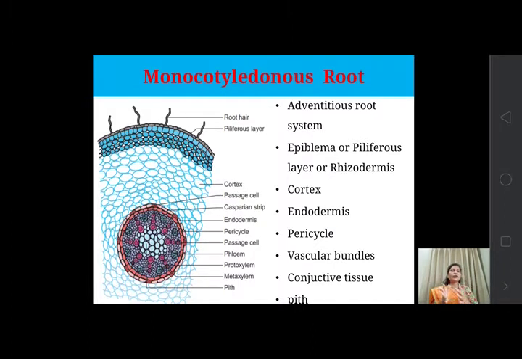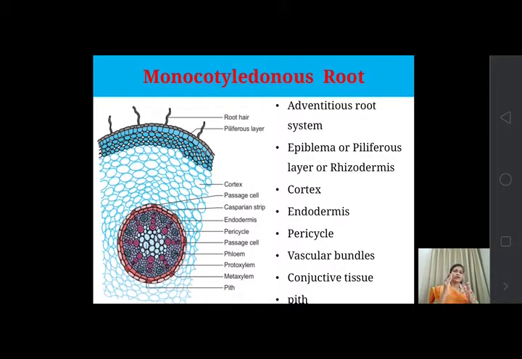Then under the epiblema, there is the presence of parenchymatous tissue that is known as cortex. The cortex may be homogeneous or heterogeneous. You can better understand these words now: what do you mean by homogeneous and what do you mean by heterogeneous. Homogeneous means it is made up of only one type of tissue, and heterogeneous means it is made up of more than one type of tissue involved in the formation of the cortex.